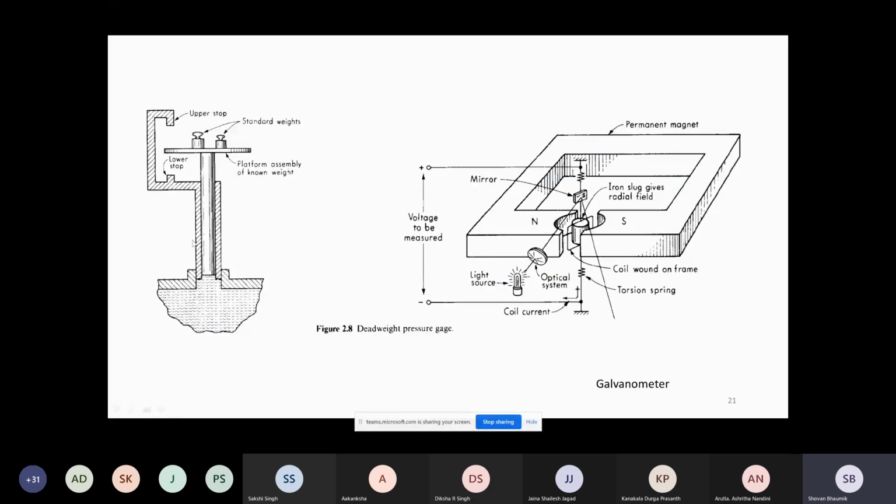This is an example of null point detection. Now, let's see the galvanometer, which is a beautiful example of a deflection meter. In a galvanometer, when any current passes through it, it gets deflected. When it gets deflected, the light gets deflected, and then you can see it over the scale.